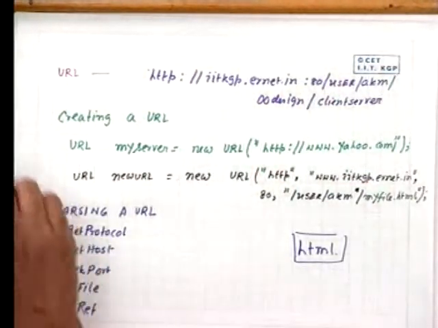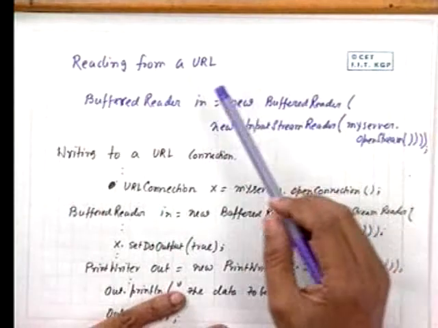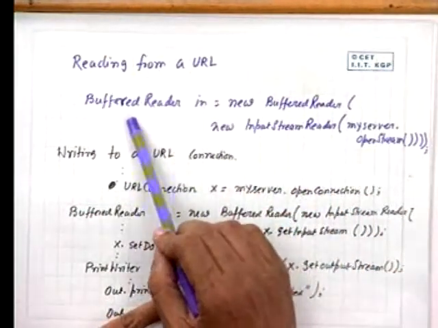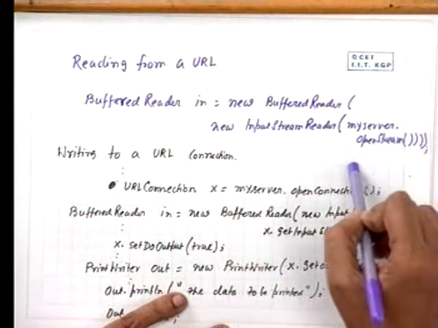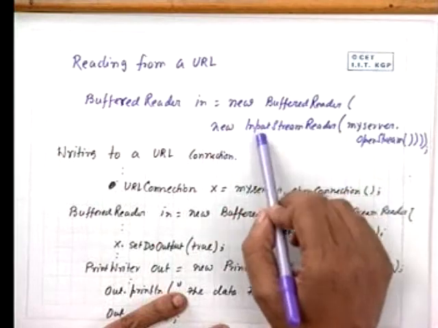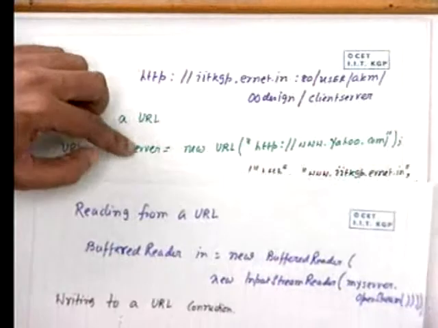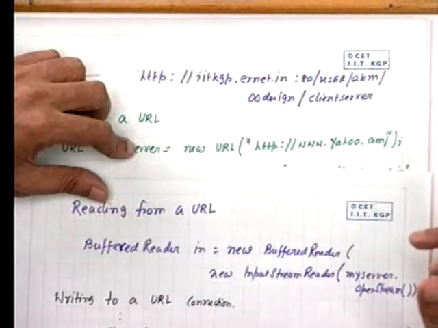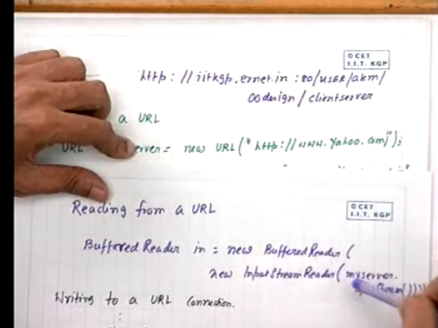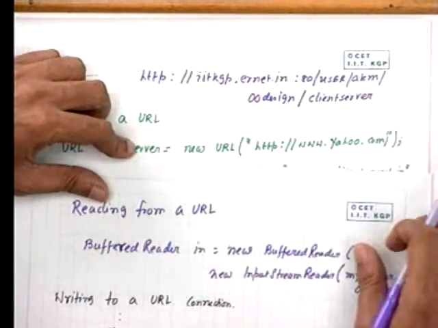In this case, for instance, we want to read from a URL, and for that Java also supports several methods. For example, we can say BufferedReader in, which is reading from myServer.openStream. So basically we are reading from myServer, which is a URL object, if you recall, and in this there is a method called openStream. So you want to read stream oriented data, and then read it into in, which is a BufferedReader.